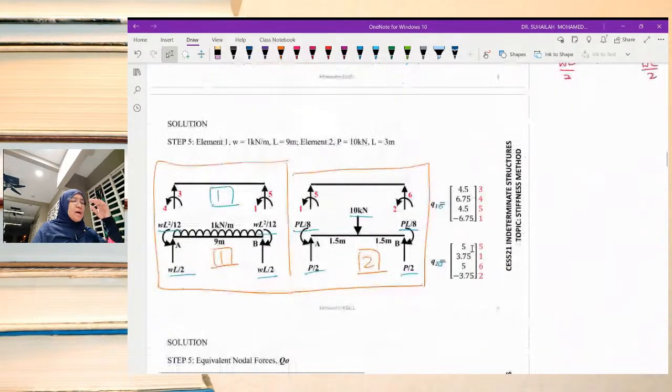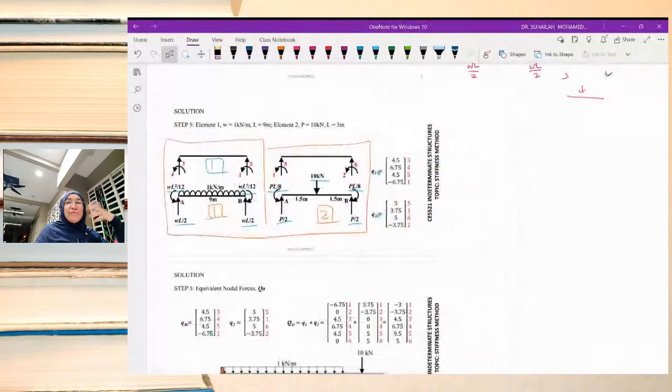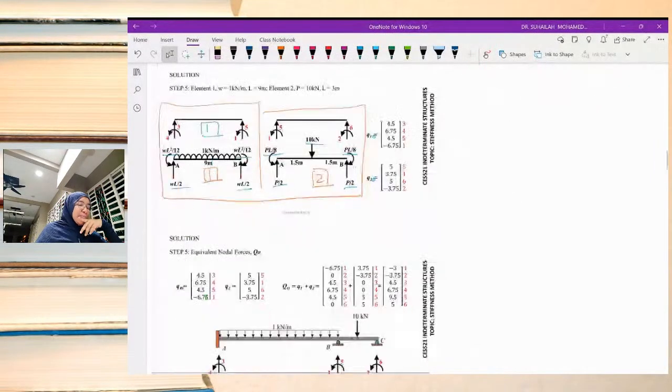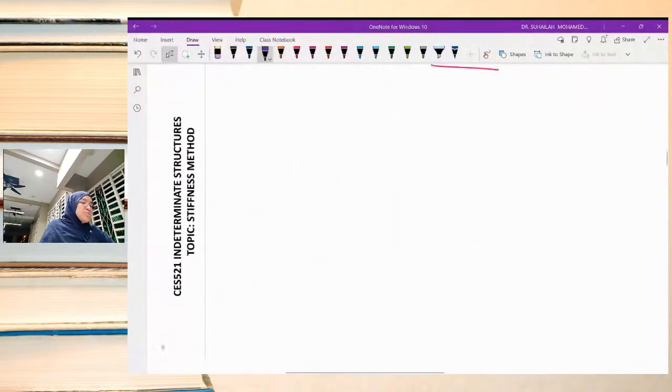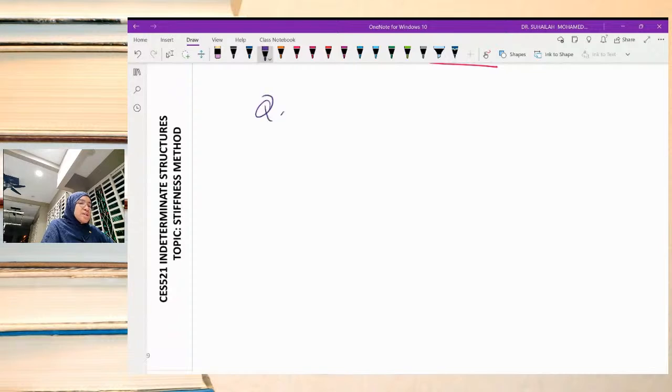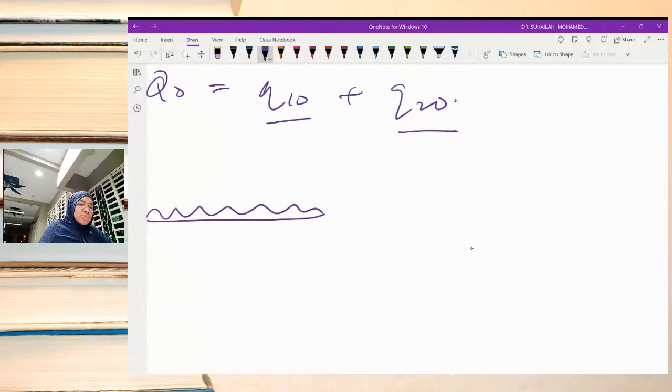Fixed end moment is the complicated part under beam analysis, because we have to consider Q naught every time we analyze a beam. This is Q naught again, the equivalent nodal forces. Q naught is equal to Q1 naught plus Q2 naught. So what is Q1 naught, what is Q2 naught? It comes from element 1, where it is subjected to UDL, and element 2, where it is subjected to point load.